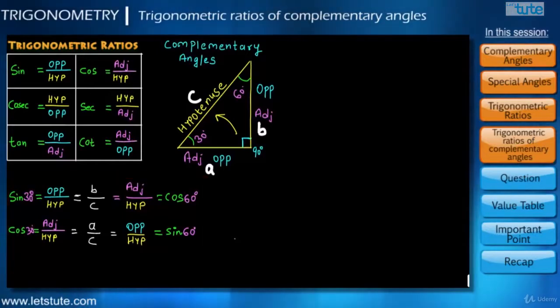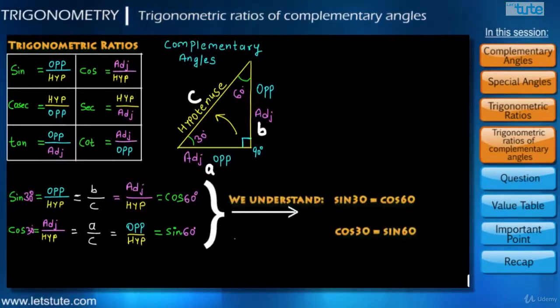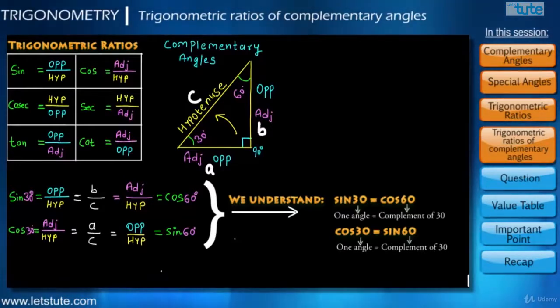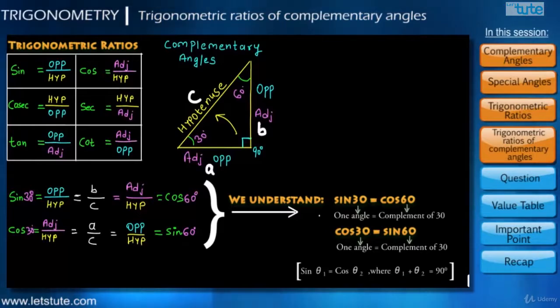So what do we understand from this? We understand that sine of one angle is the same as the cosine of its complement, and vice versa. In fact, the value of sine will always be equal to the value of cos for any two angles which add up to 90 degrees.